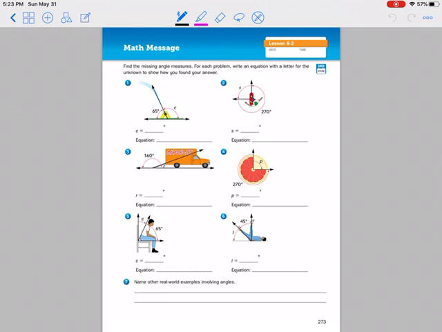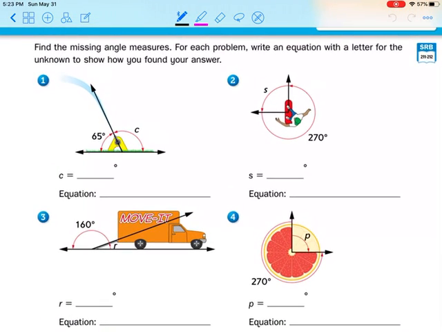Okay, guys, here is our math message for lesson 8-2. In this lesson, you are using real-world examples to help you solve for unknown angle measures. So let's get into number one. The directions say find missing angle measures. For each problem, write an equation with a letter for the unknown to show how you found your answer.